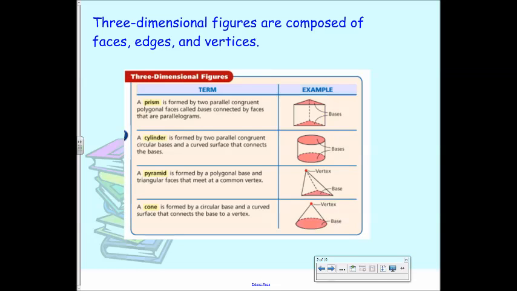All right, and then a cone is formed by a circular base with a curved surface that connects to 1 vertex. So essentially, a cylinder is similar to a prism, except that its bases are circles, and a cone is similar to a pyramid, except that its base is a circle.